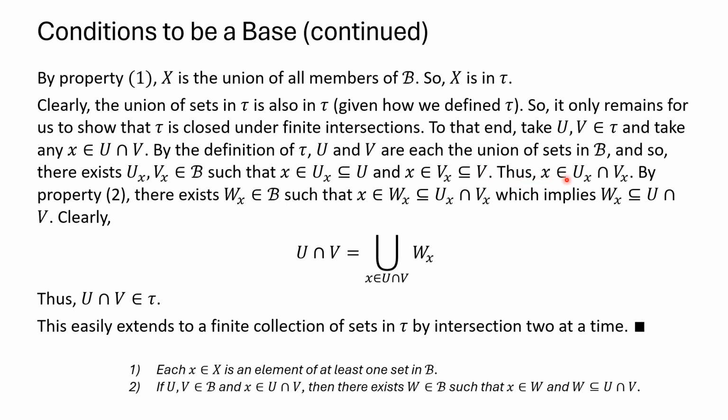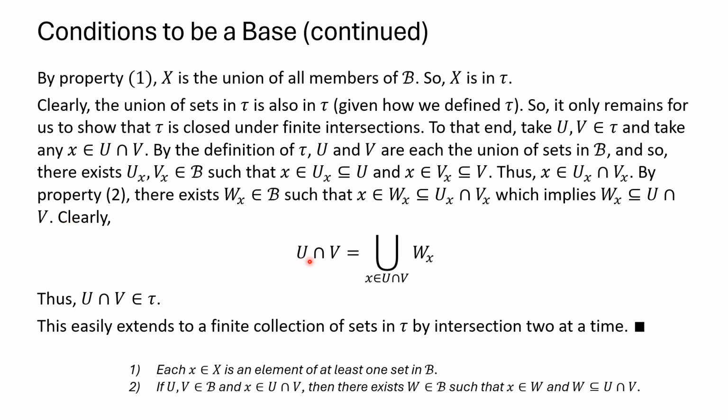Thus, x is an element of the intersection of U_x and V_x, and by property 2, there exists some W_x in our collection B, such that x is an element of W_x, which is a subset of the intersection of U_x and V_x, and which in turn implies that W_x is a subset of the intersection of U with V.